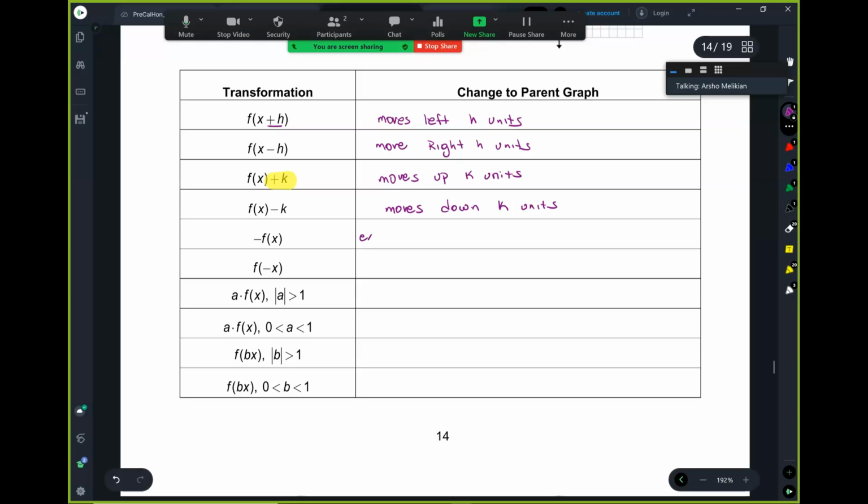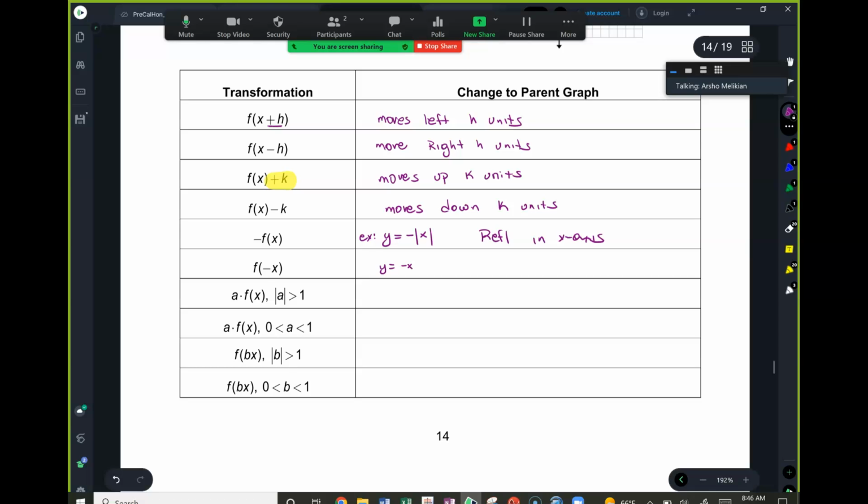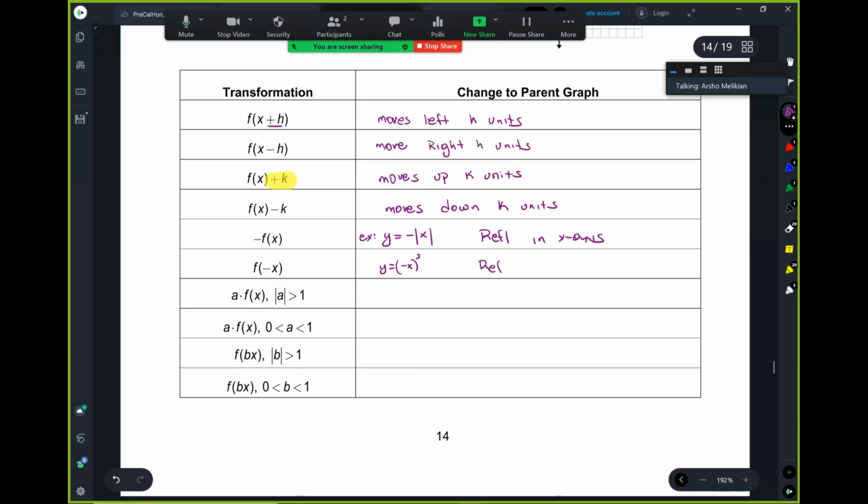Okay, the next one, negative f of x. This one, for example, is if you have y equals negative absolute value of x. So the negative is outside of the function. This is a reflection in the x-axis. The other one, it's f of negative x. So for example, negative x inside. This is a reflection in the y-axis.